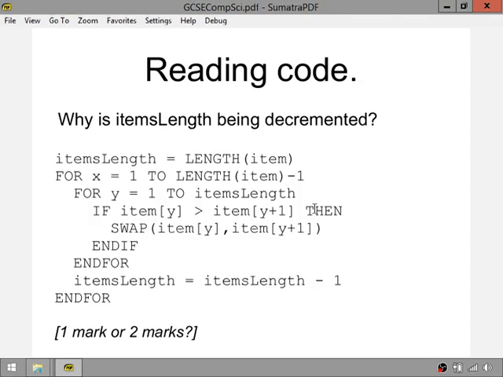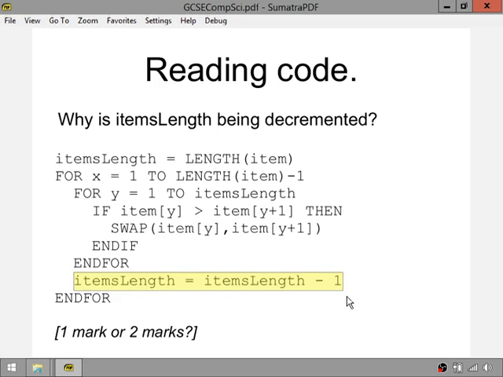Okay, so let's get started. In the exam they could give you a piece of pseudocode for you to read, and they could give you a question that requires an explanation or a written response. So in this question they are asking, why is items length being decremented? And for those who don't know, it is this line of code that is being referred to.